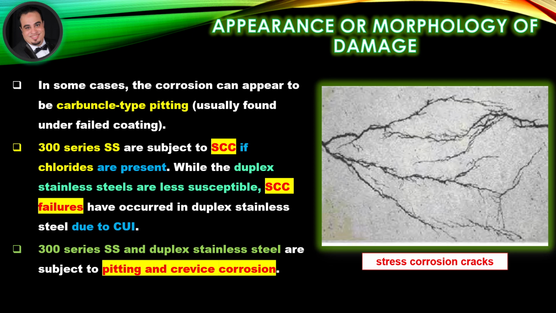300 series stainless steel are subject to stress corrosion cracking if chlorides are present, while the duplex stainless steels are less susceptible. Stress corrosion cracking failures have occurred in duplex stainless steel due to corrosion under insulation, as illustrated in figure, example of stress corrosion cracking. 300 series stainless steel and duplex stainless steel are subject to pitting and crevice corrosion.